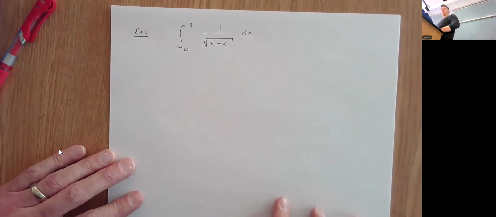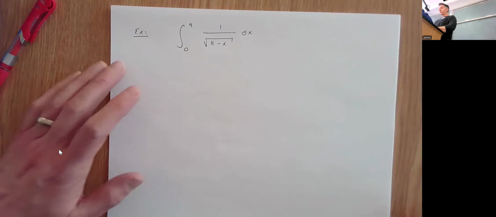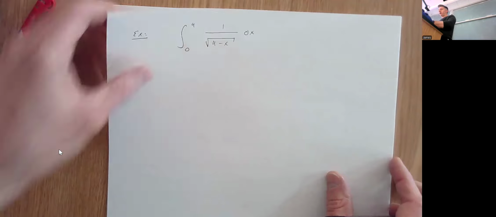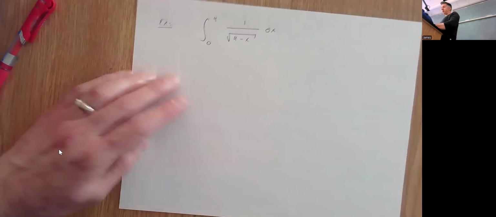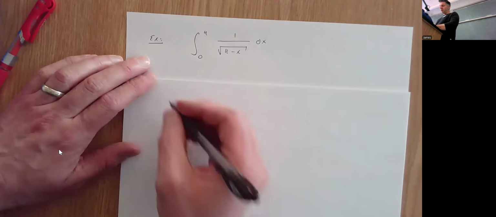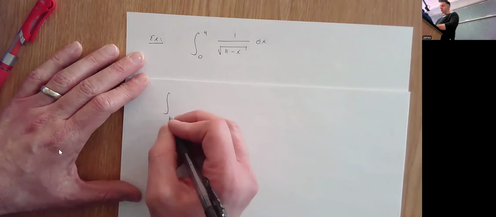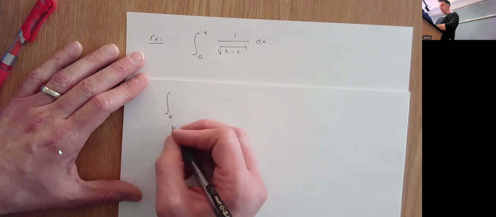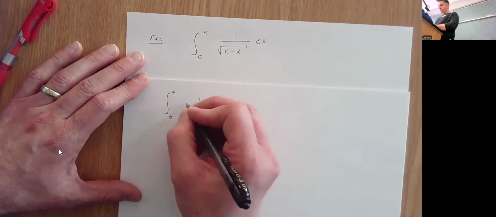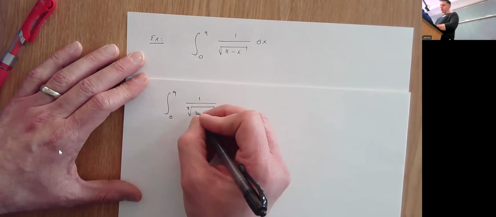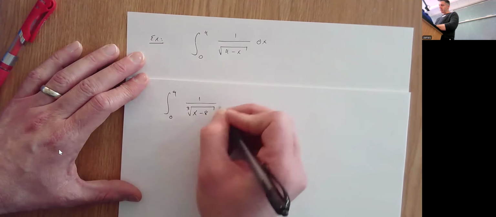is not too terrible. I'm just going to write this one for later on. We'll get there eventually. On the other hand, if someone gave you this integral, the integral from 0 to 9 of 1 over the cube root of x minus 8 dx.